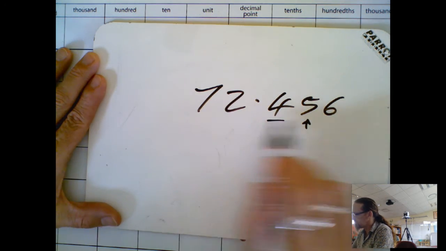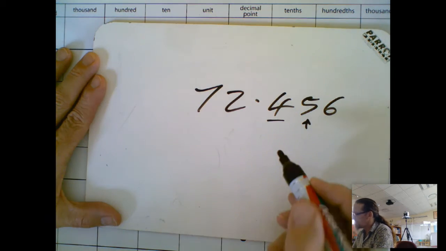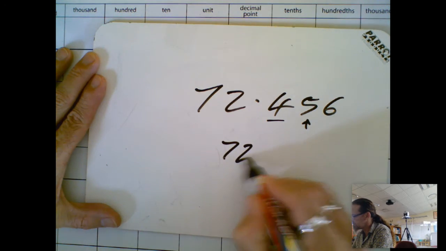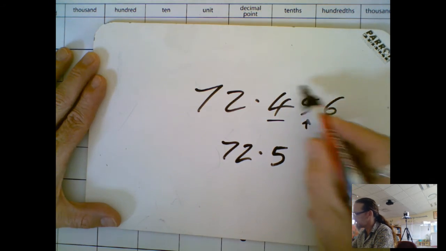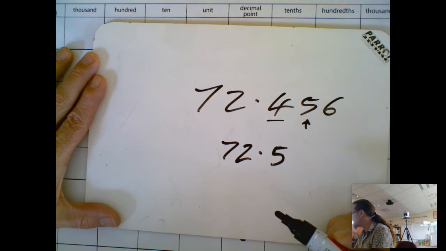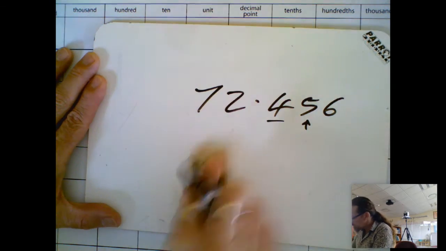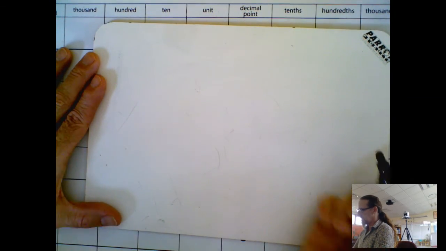So this number, 72.456, rounded to the nearest tenth would be 72.5. It's going up to the next number in the column above. Okay, there we go. Do we need another number? Another example?